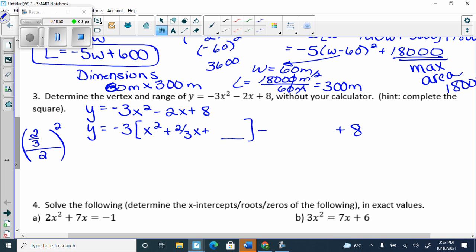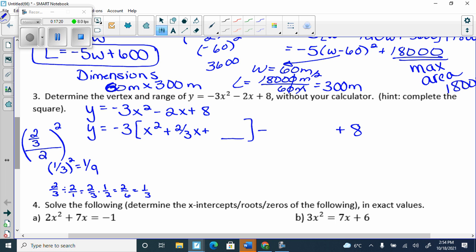It's 1/3. It would be the same as going 2/3 divided by 2 over 1, which is 2/3 times a half, which is 2 over 6, which is 1/3, as your calculator would tell you. So we get 1/3 squared, which is 1 over 9.